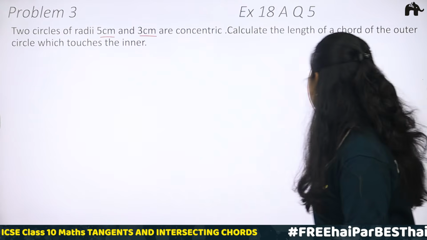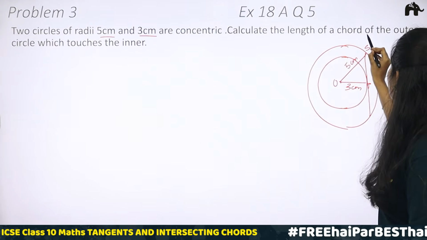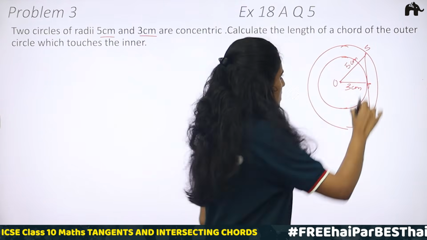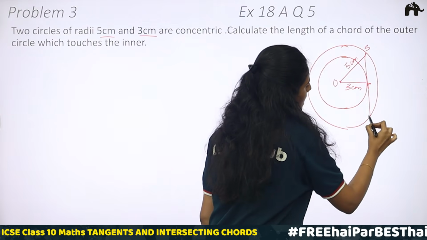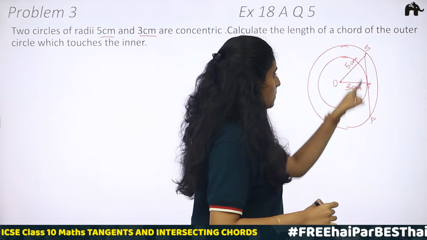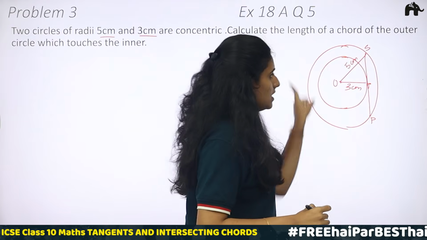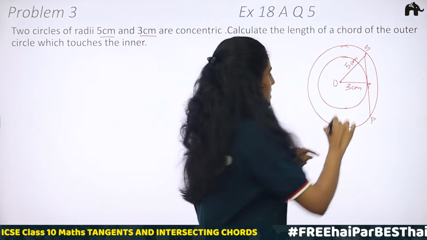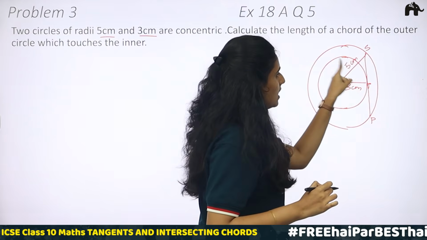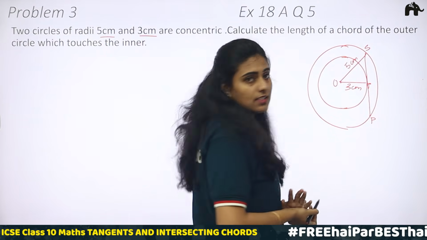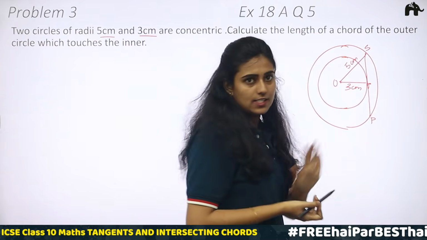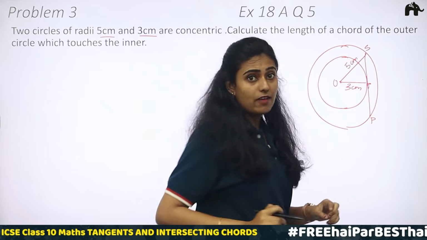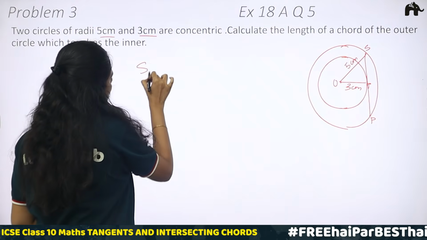What is given in the question? We have to calculate the length of a chord of the outer circle which touches the inner circle. So, this is a chord. Let us name it as SP. SP is a chord of the bigger circle, or the outer circle, and it touches the inner circle. Since it touches the inner circle, this is a tangent to the smaller circle. How to find the measure of this chord? We have to find the length SP.